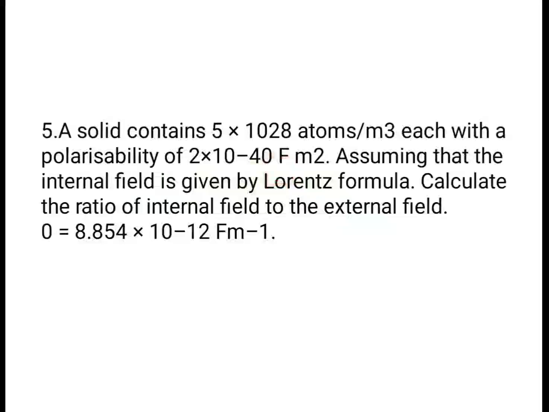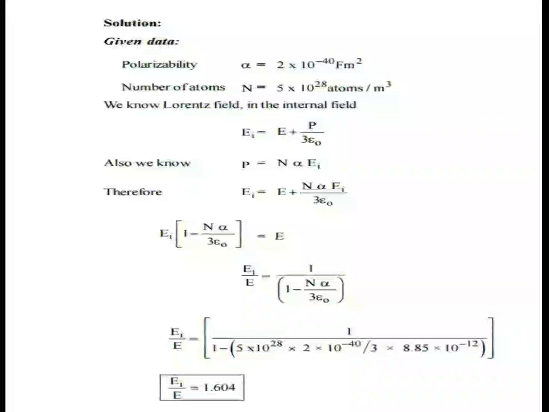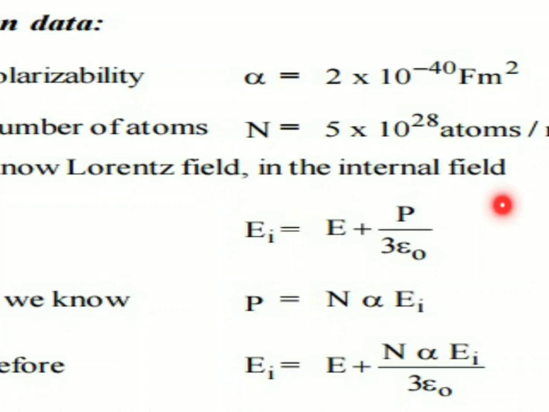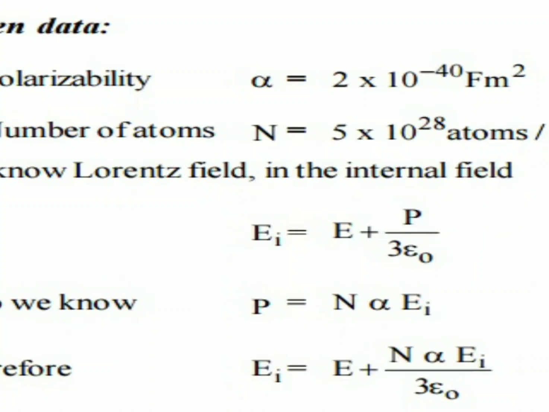Now the solution of this problem. The given data is: polarizability alpha is equal to 2 × 10^-40 farad per meter square, and the number of atoms N is equal to 5 × 10^28 atoms per meter cube.